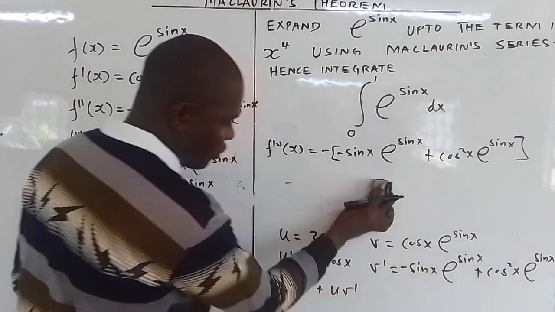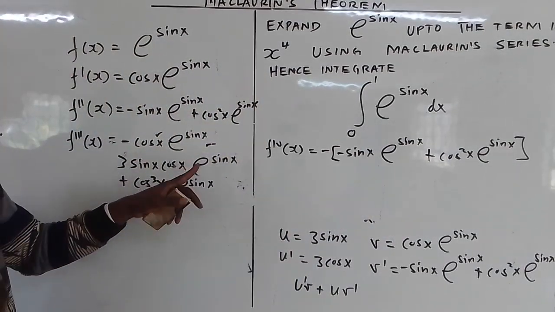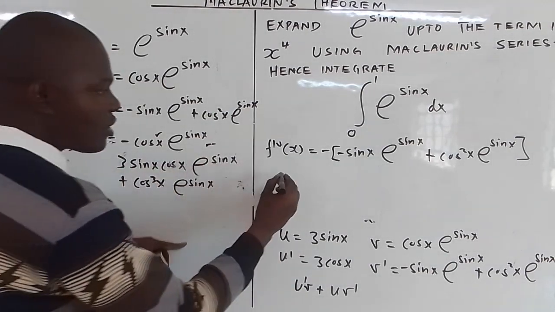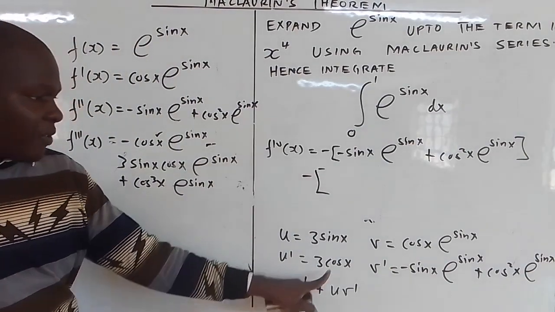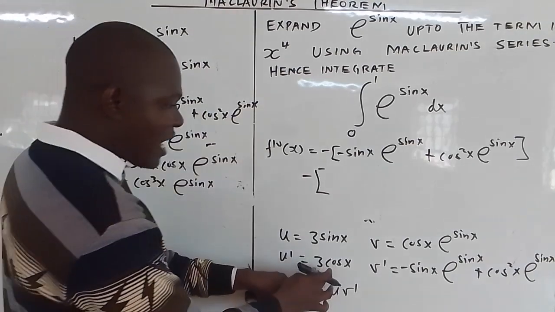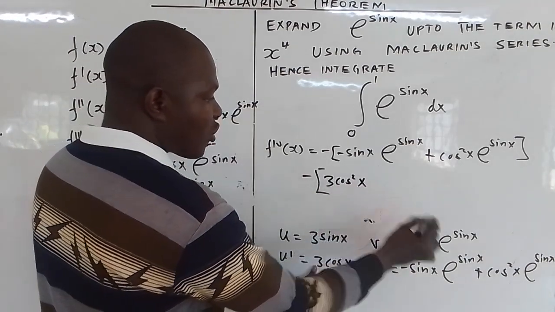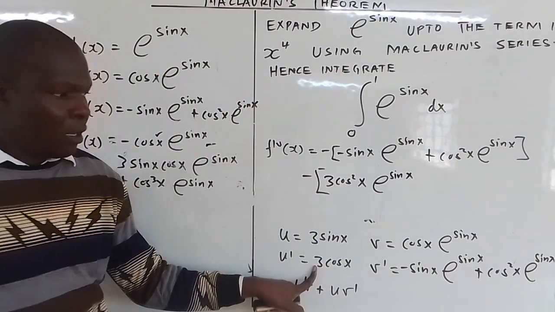Good. So can you now come and add that term there? Was it plus or minus? It was minus this, isn't it? So it was minus, in bracket, u prime times v. U prime is this times v, isn't it? So it is minus 3 cos x times cos x. That is 3 cos squared x, isn't it? Exponential sine x. Are we together?